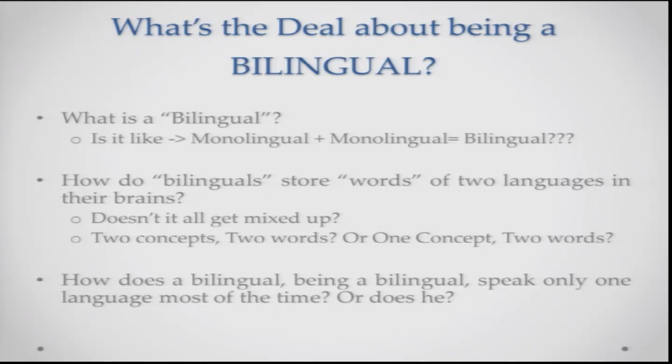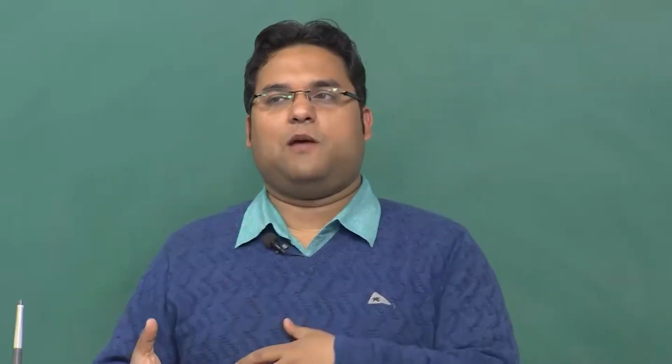Is it like that? Or if I ask a different question, how must these bilingual people be storing words of two languages? It's easy to imagine that all of this could get mixed up. You go to the market and you want to buy a fruit, and the fruit is an apple, and you know that apple is called apple in English and seb in Hindi, and it might also be possible that a third language has a different name. So doesn't it all really get mixed up in the brain?